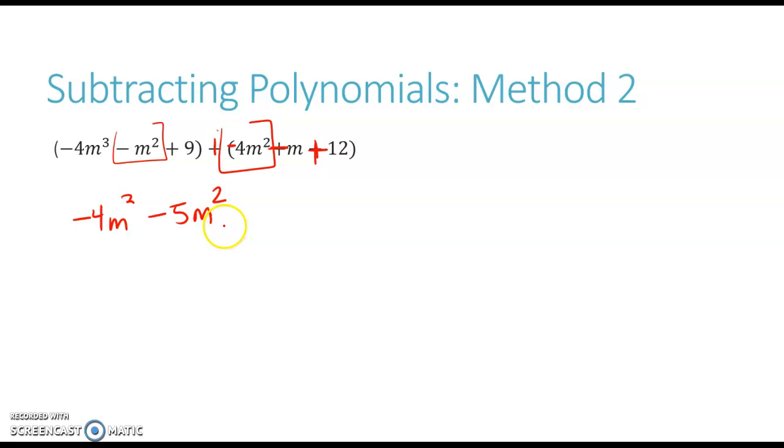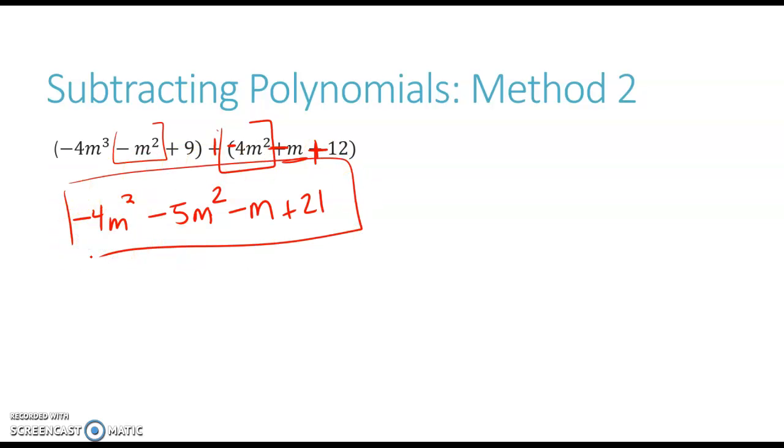Negative 1 plus a negative 4 is a negative 5m squared. Here is my lone m. There's no other m's. And this would be a negative, because remember, we changed each sign. If it was positive, it becomes negative, and negative becomes positive. And now I'm going to do 9 plus 12, which is 21. And that's our final answer.